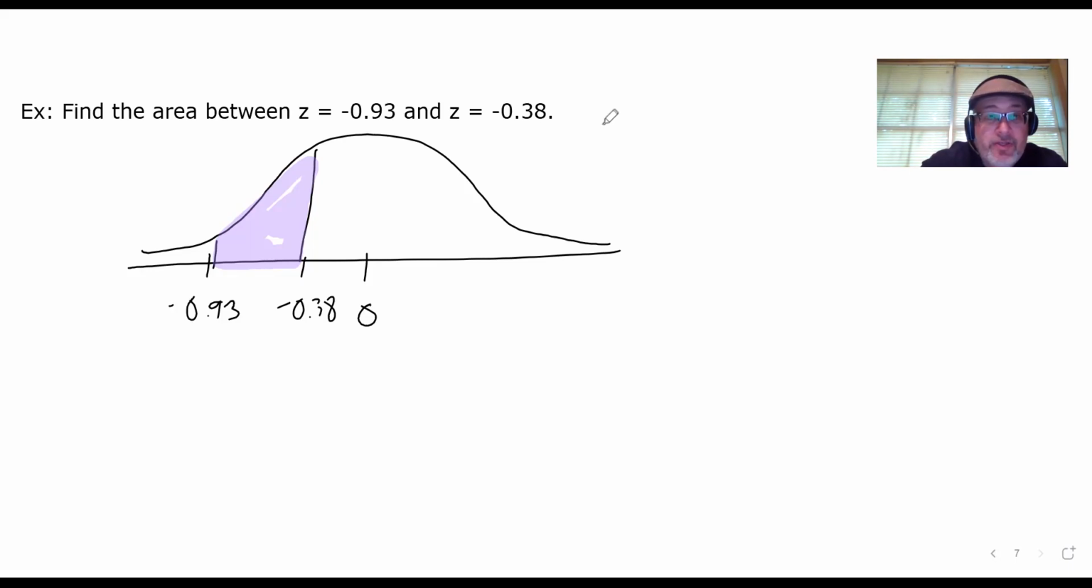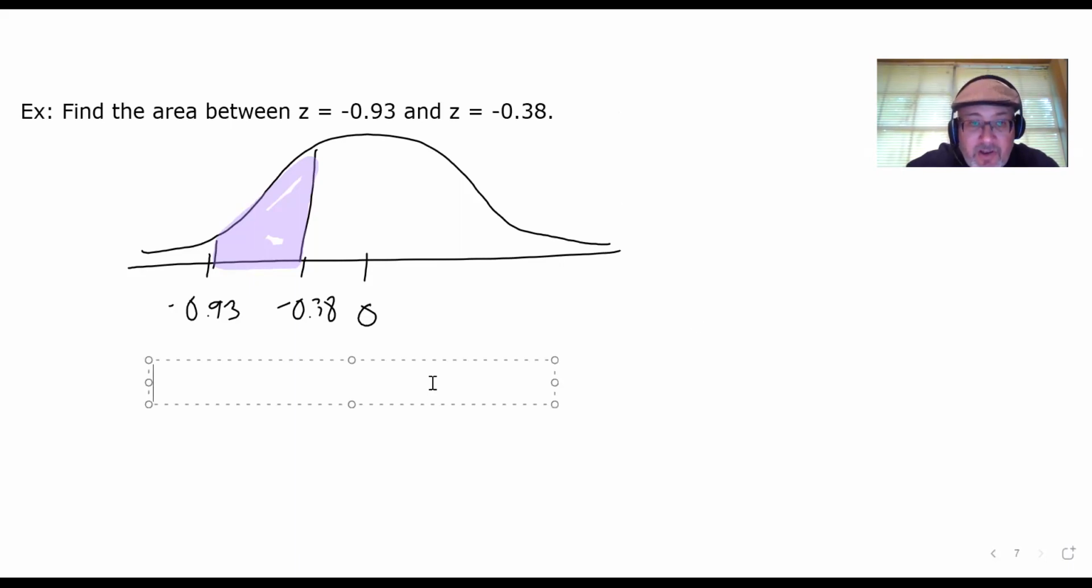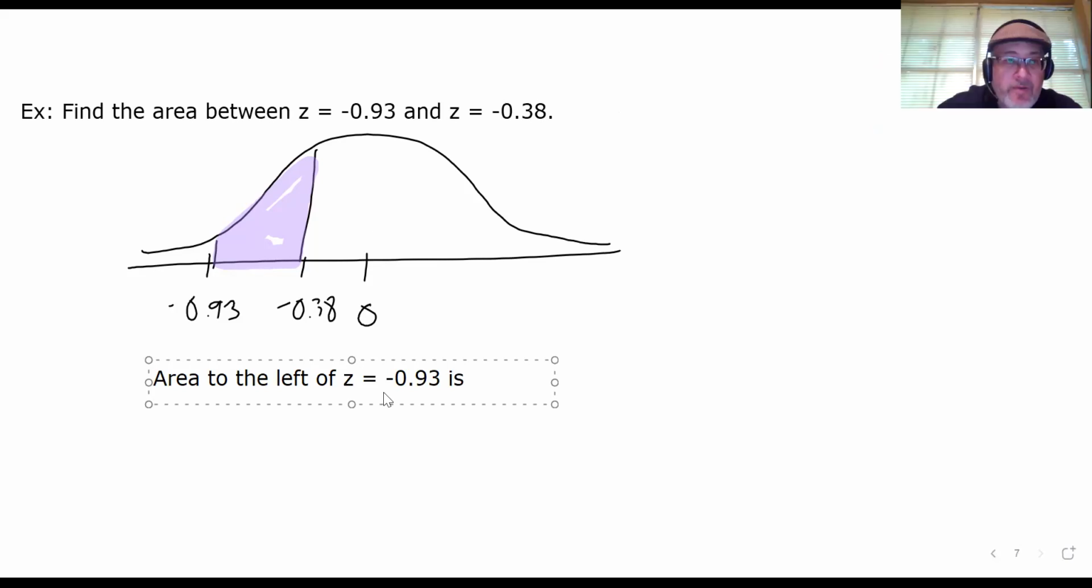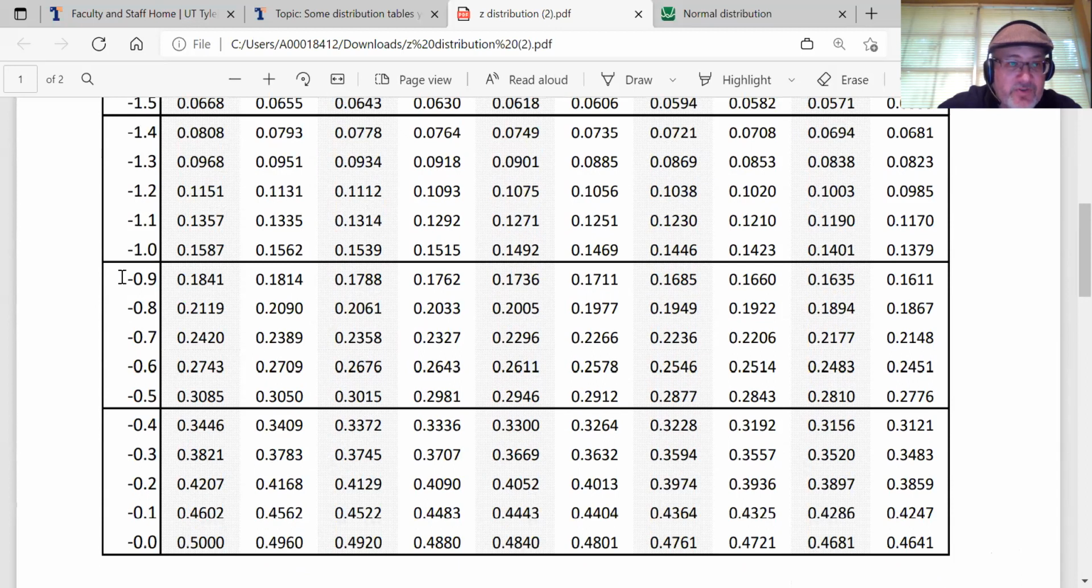Let's start with negative 0.93. In fact, let me go ahead and start typing this. Area to the left of z equals negative 0.93 is, all right, let's go look it up. Negative 0.93. It's way down here. Here's the negative 0.9 row, and let's go to the 0.03 column. Remember to start counting with 0. Negative 0.90, 1, 2, 3. Looks like we got 1762.